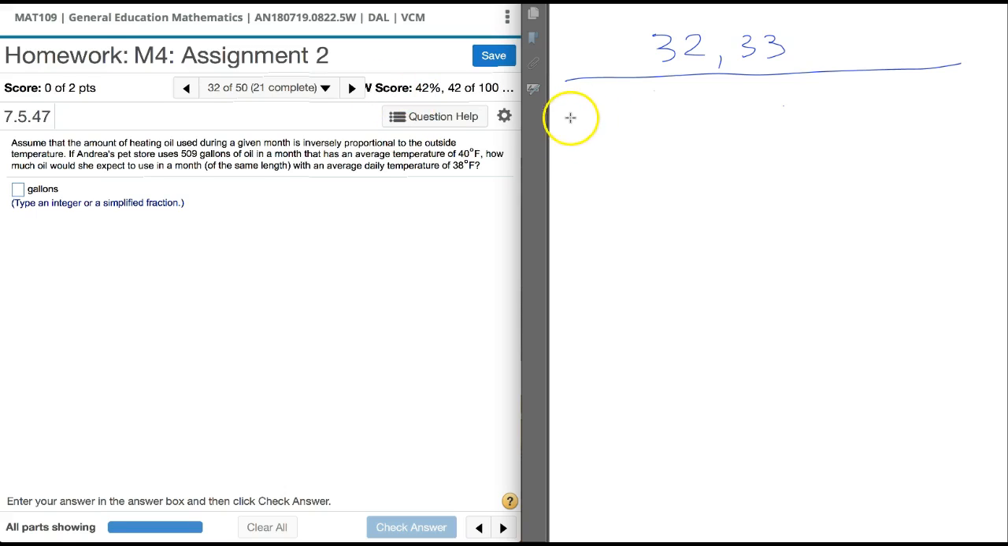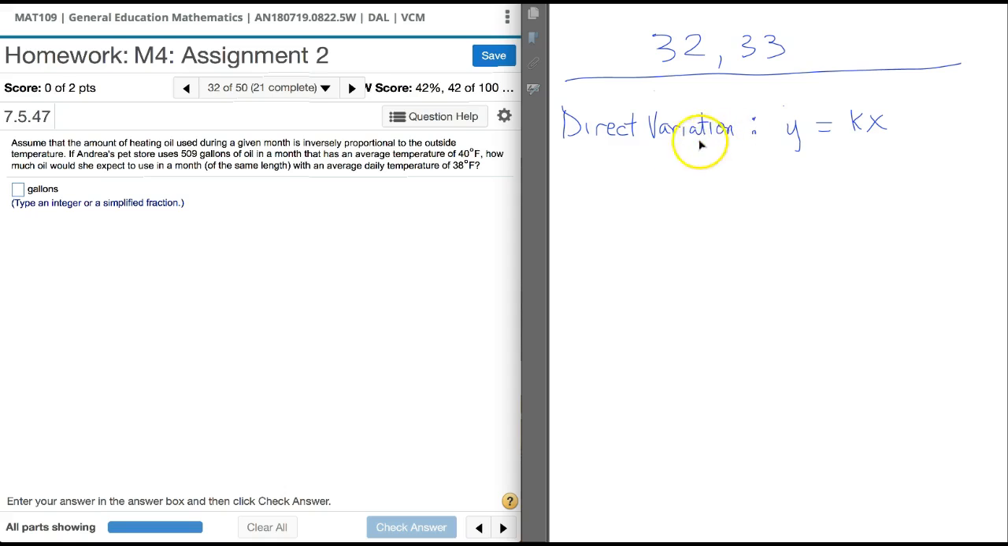So for instance, the most simple one that we have is called direct variation. And so direct variation is just the equation y is equal to k times x. And so here we say that y varies directly as x.